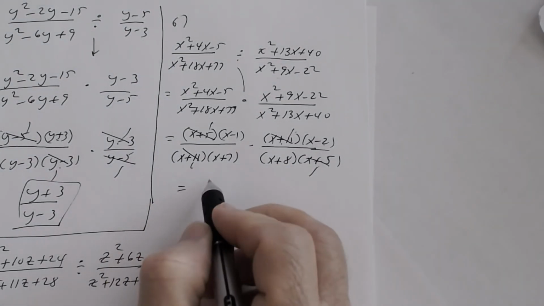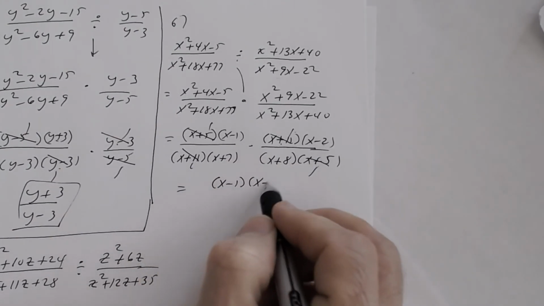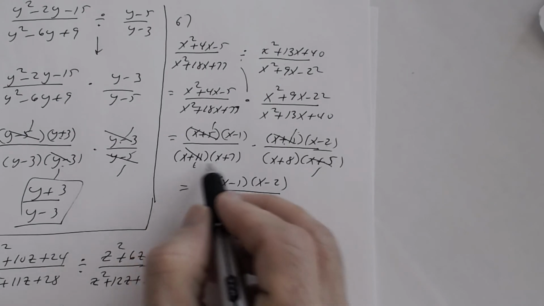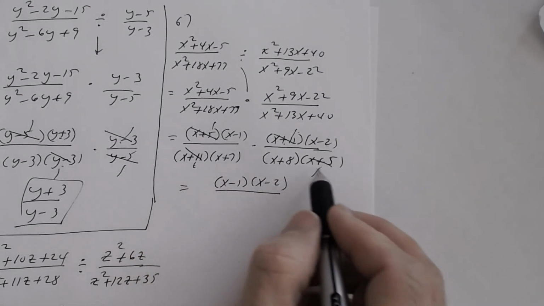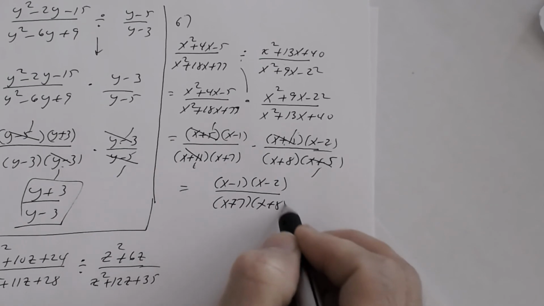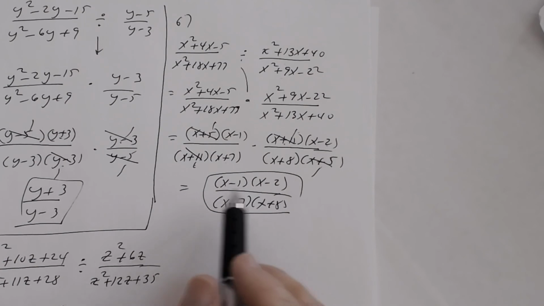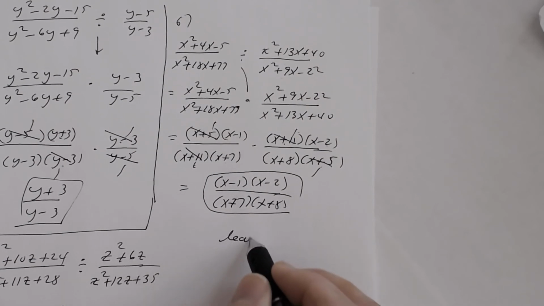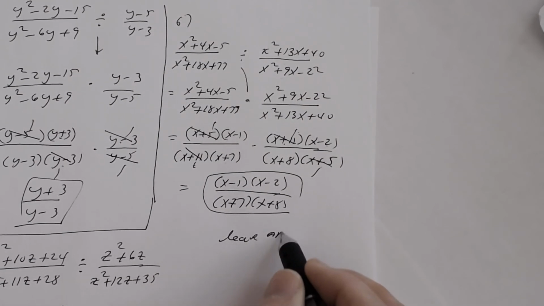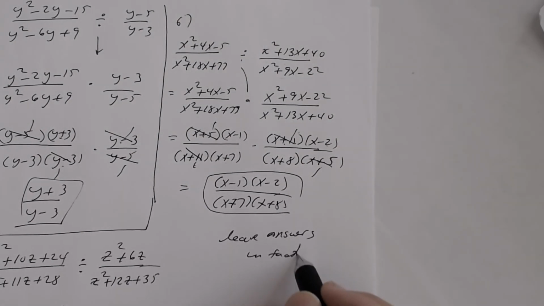So the answer is going to be x minus 1 times x minus 2 divided by 1 times x plus 7 times x plus 8 times 1, which is x plus 7 times x plus 8. And that's it. Now, don't multiply these out. Leave them in factored form. Always leave your answers in factored form.